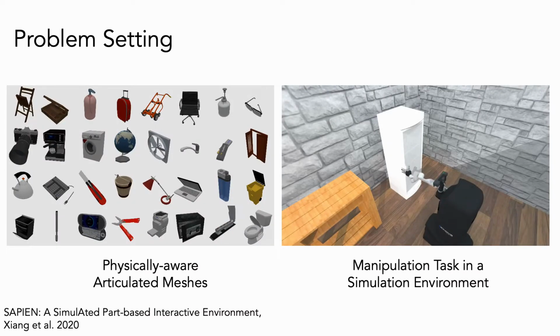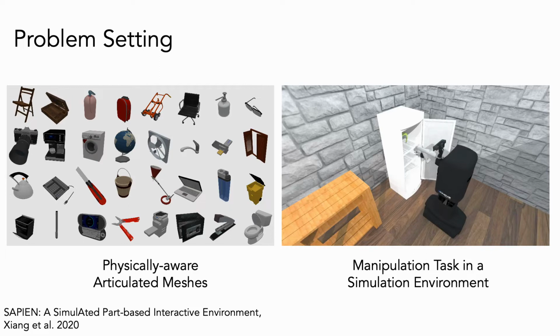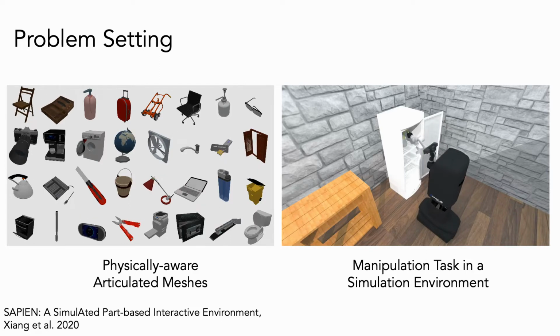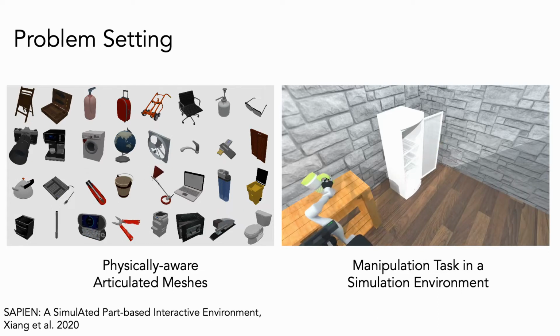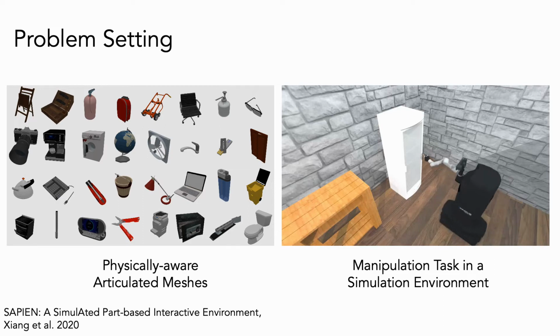We study the few-shot physically aware articulated mesh generation problem. Physically aware articulated meshes play a crucial role in various downstream tasks, helping an intelligent agent to learn segmenting, tracking, manipulating articulated objects in a simulation environment.